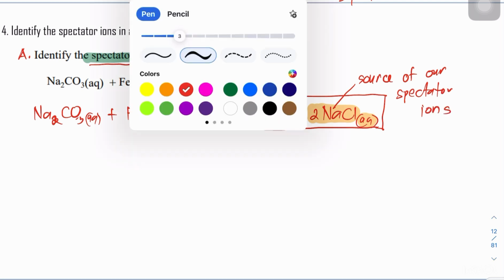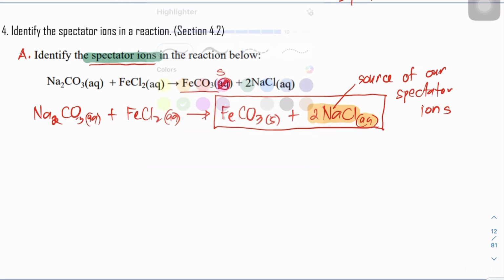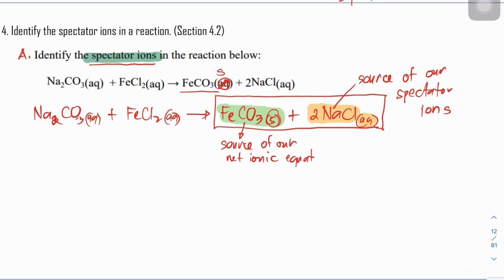Now, how about the other one? Let's say you have FeCO3. What is the purpose of that? Remember, FeCO3 is actually solid. If it is solid, that is our precipitate, and that could be the source of our net ionic equation. The question here is actually asking you to find the spectator ions.